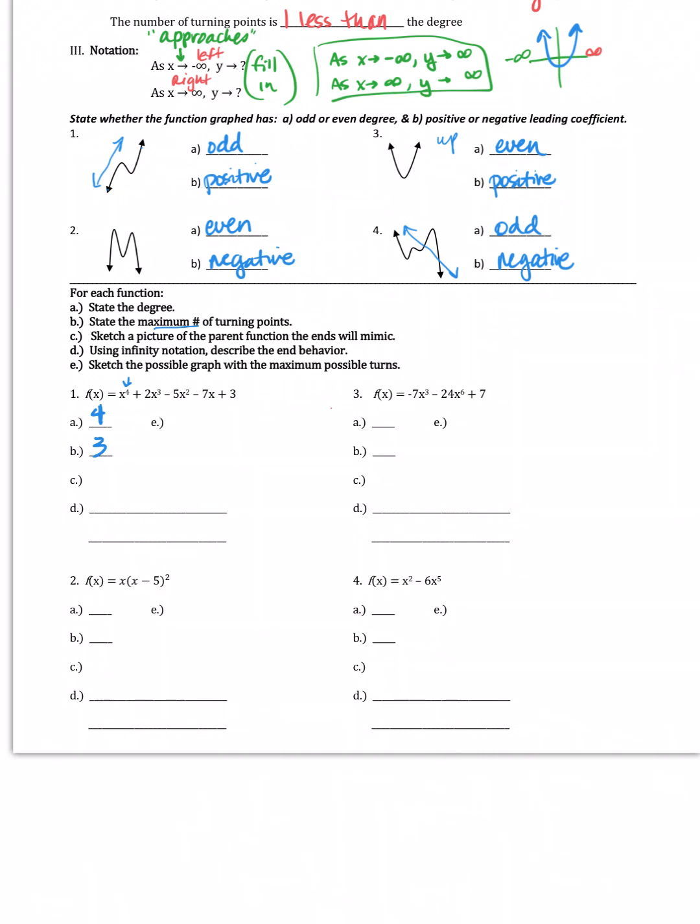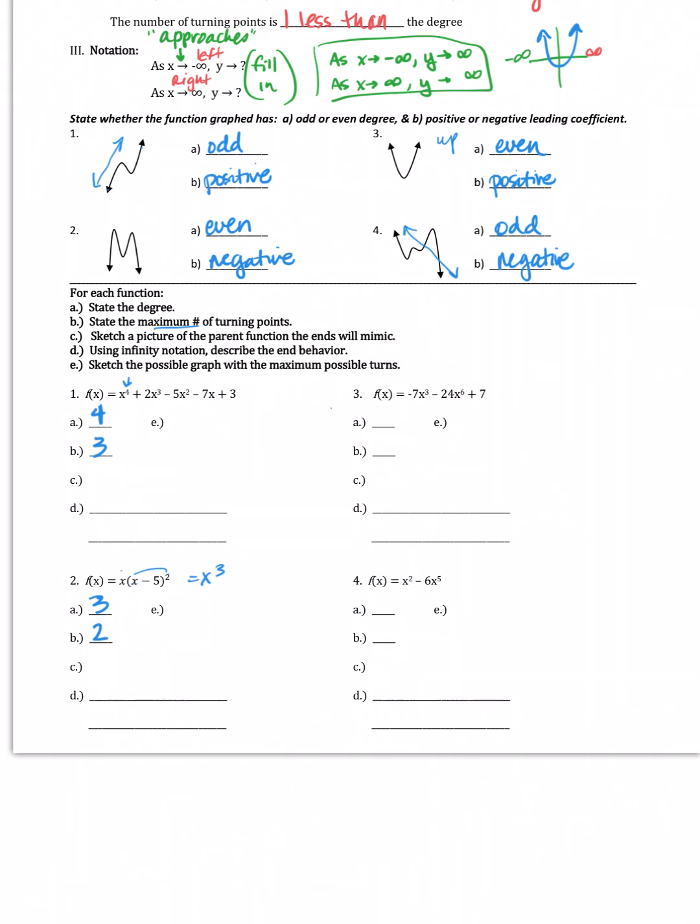This one's factored out, so stop and think. If I multiplied all that out, this is x squared in here, times another x would mean it's x to the third, isn't it? So I have to be careful. So my degree is 3. That means the number of turning points is 2.